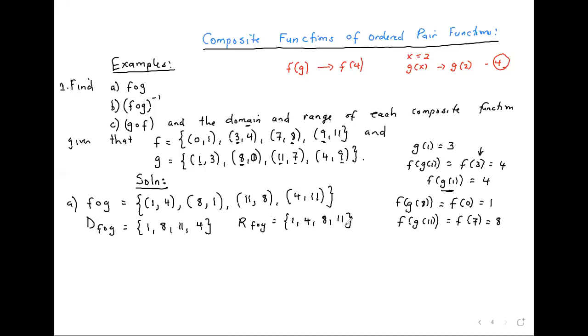And then we go to B. B, we get f of G inverse. So f of G inverse, we already have f of G here. So its inverse, just switch the coordinates. So 4, 1, 1, 8, 8, 11, and 11, 4.